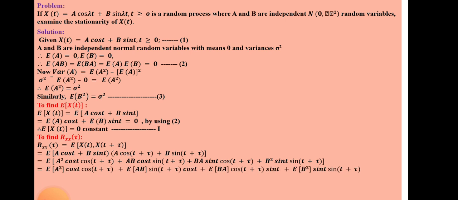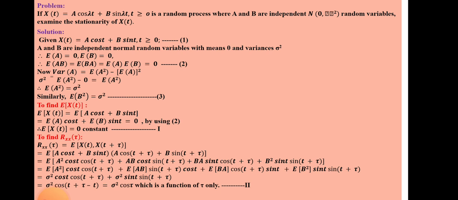Now applying expectation to each term, the constant cos t comes outside the expected value of A squared. Similarly for all terms: expected value of AB sin t plus tau cos t, plus expected value of BA cos t plus tau sin t, plus expected value of B squared sin t sin t plus tau. We know expected value of A squared equals sigma squared from equation number 3, and expected value of AB and expected value of BA equal 0, which we know from equation number 2. Substituting all those, you will get sigma squared cos t cos t plus tau plus sigma squared sin t sin t plus tau. Sigma squared is constant, taking it outside you will get sigma squared into cos t cos t plus tau plus sin t sin t plus tau.